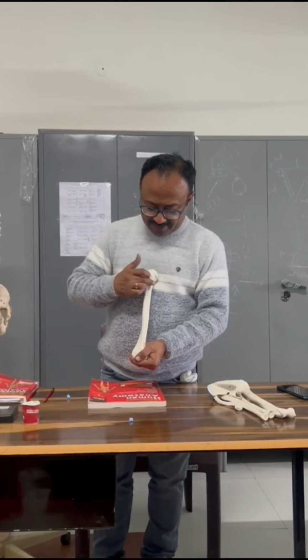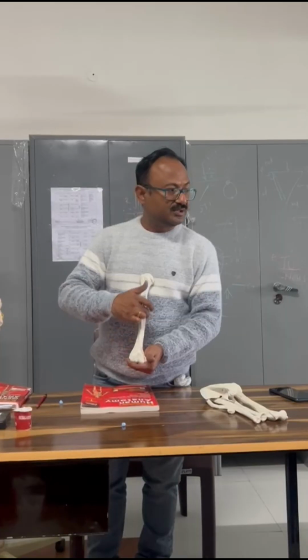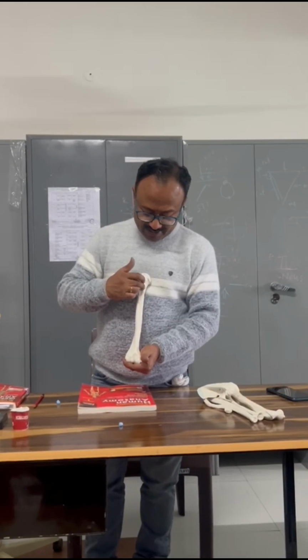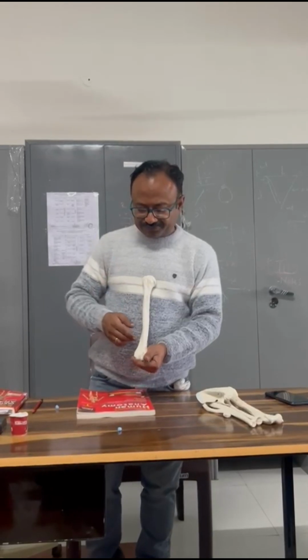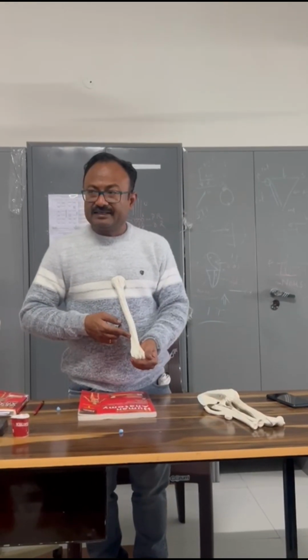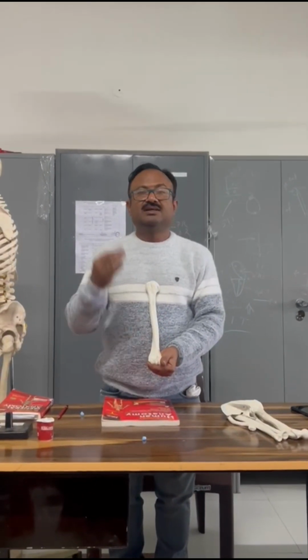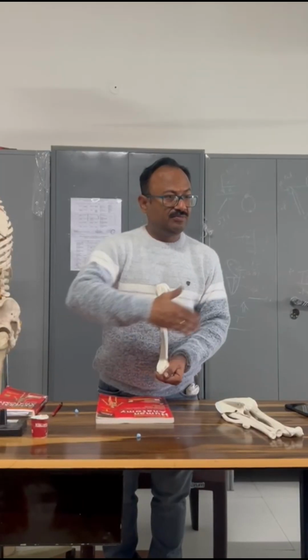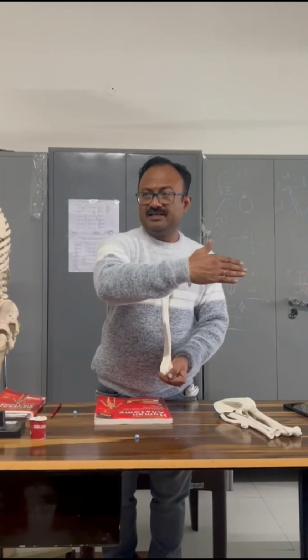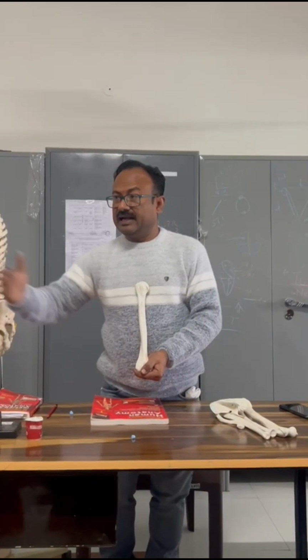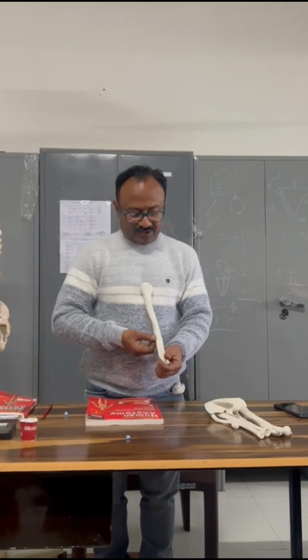Medial lip of the bicipital groove continues as a medial border of the bone. So the medial border is continuous with the medial lip of the bicipital groove. And you will find that there is a lateral border also. So three borders are there: anterior border, medial border, lateral border. Three surfaces will be there: anteromedial surface, anterolateral surface, and posterior surface.